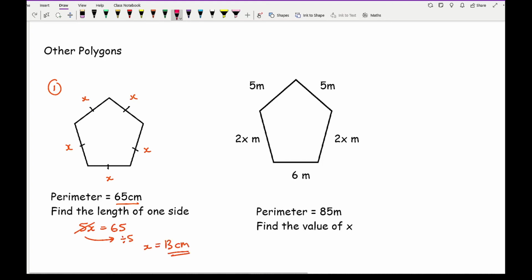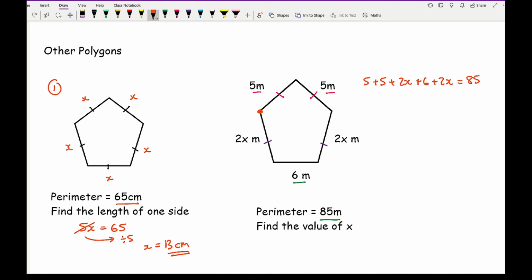Now for the next one in this pentagon, I've got that these 2 sides are going to be the same, which is 5 meters. These 2 sides here are going to be the same, which is 2x, and the base is 6 meters, and the perimeter is 85. So if I start by adding the perimeter up, starting at a point and going round, I get 5 plus 5 plus 2x plus 6 plus 2x, and that equals 85.